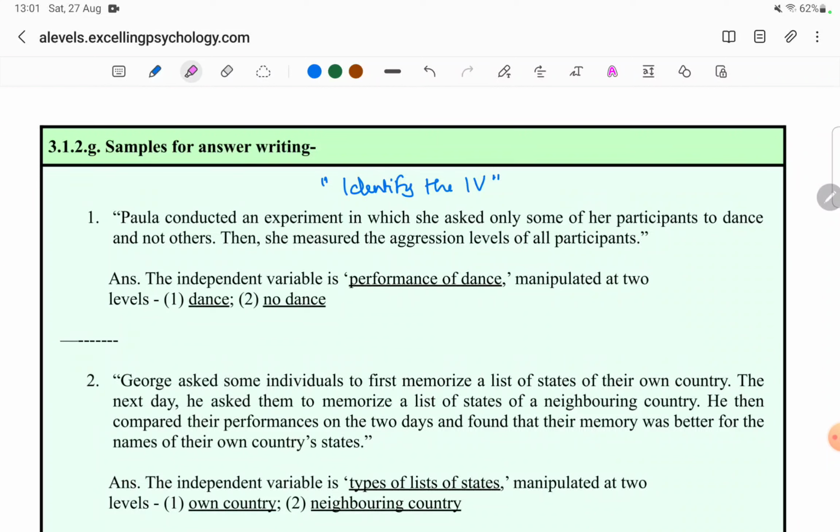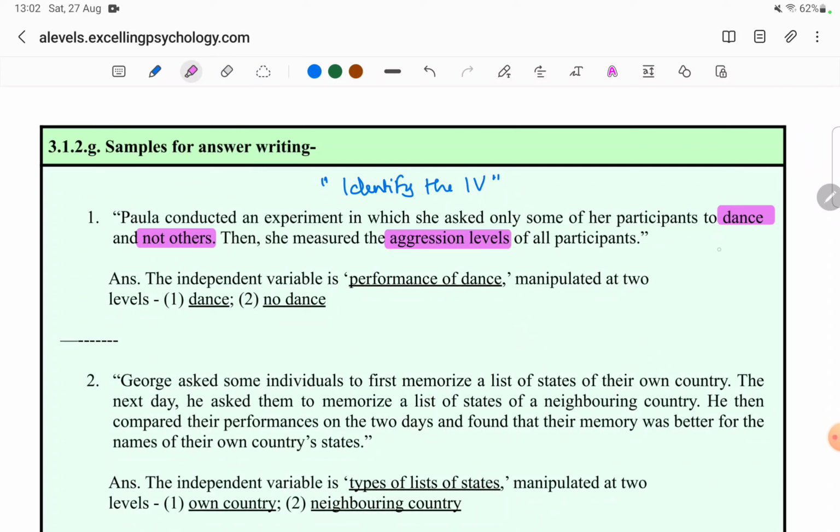Okay, let's look at the first scenario. Paula conducted an experiment in which she asked only some of her participants to dance and not others. Then she measured the aggression level of participants. What is the purpose of Paula's study? She wants to see whether participants who dance will have aggression levels different from participants who do not dance, right?